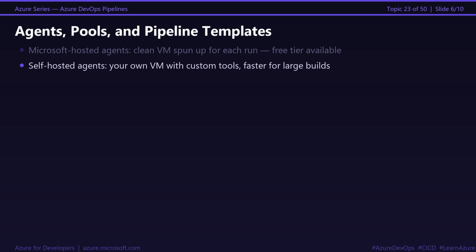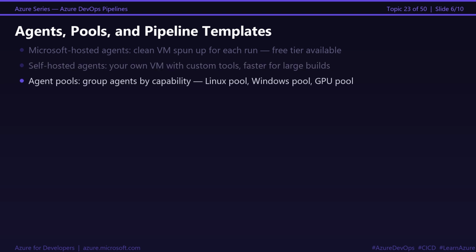But here is the mistake many teams make. Microsoft-hosted agents start cold, they download dependencies every time. For large projects, this adds 5 to 10 minutes to every build. Self-hosted agents stay warm. Your dependencies are already there. Builds run in seconds instead of minutes.